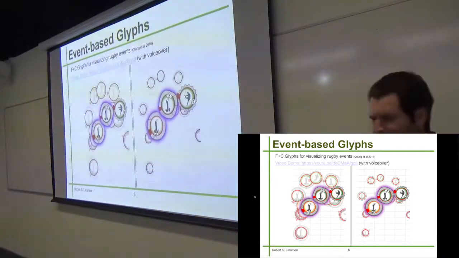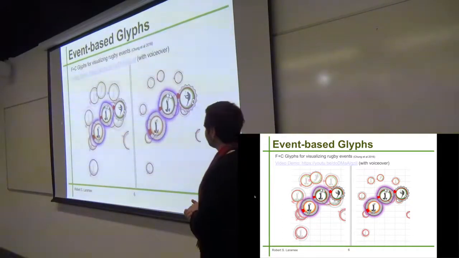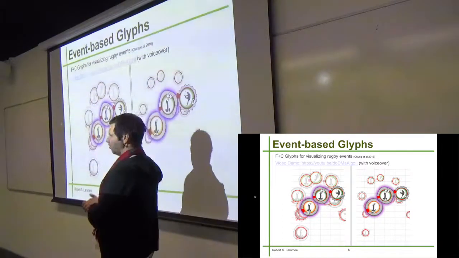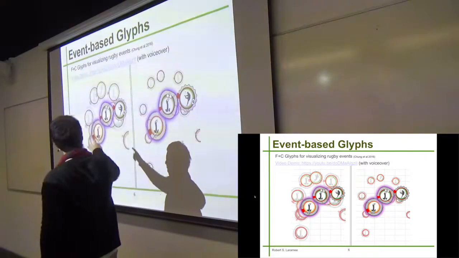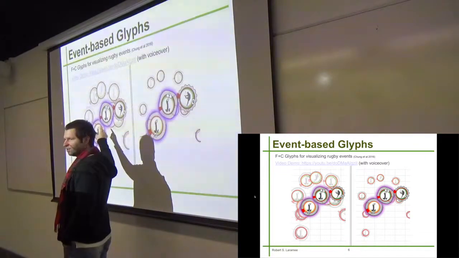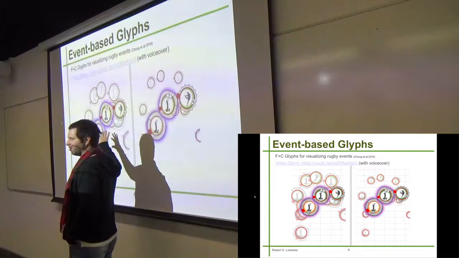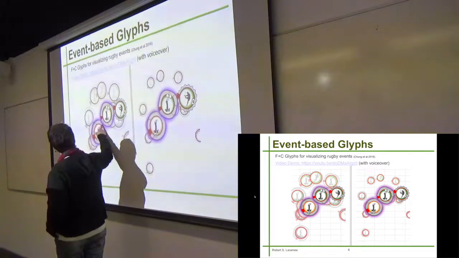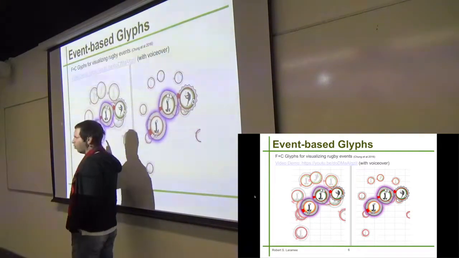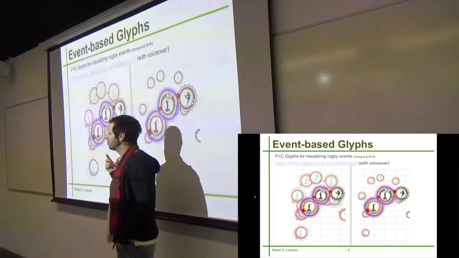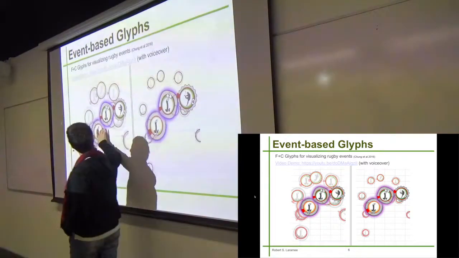The rugby example, the rugby glyphs that we've already seen. Every glyph in this visual design is an event in a rugby game. And the focused events are the ones with points scored or tries. Right, so those are highlighted.